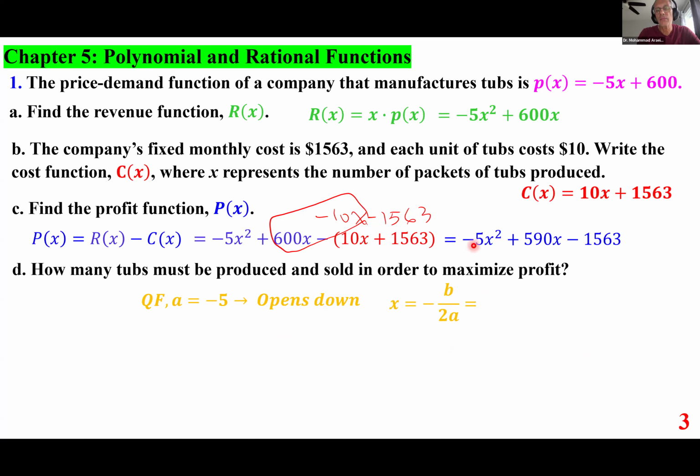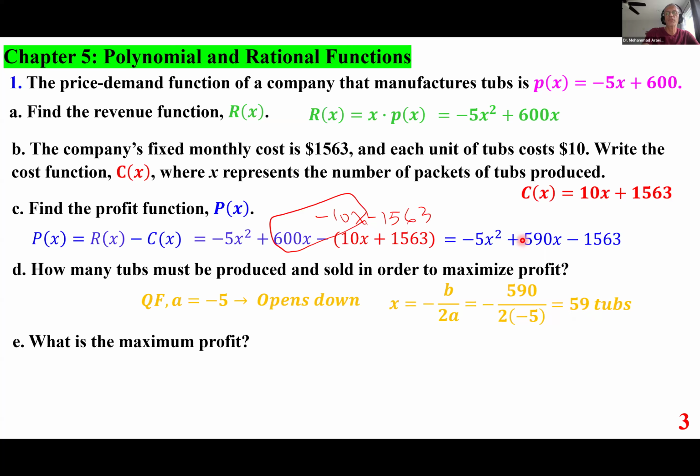This is a, minus 5. This is b, 590. This is c, minus 1,563. So minus b, which is 590, over 2 times a, which is 2 times negative 5. This is negative 10 with this positive, so it's simply 59. So how many will maximize profit? 59. What is the maximum profit?